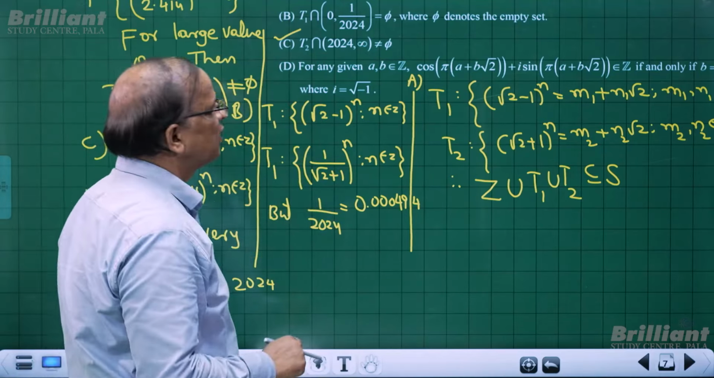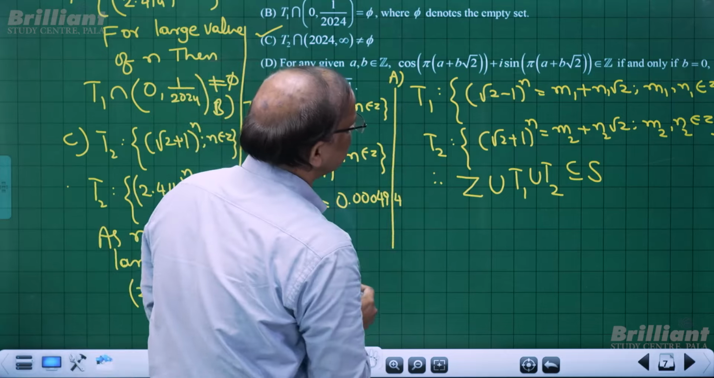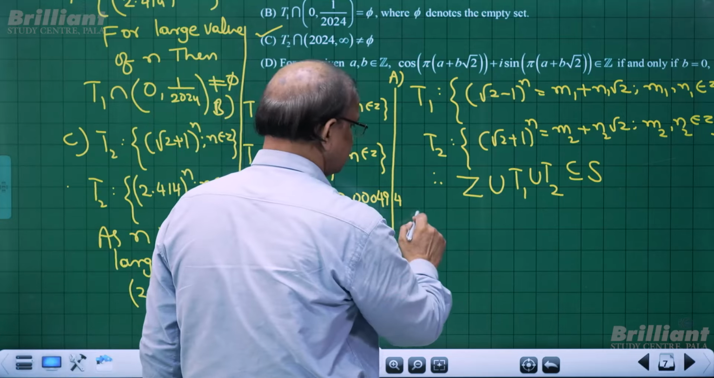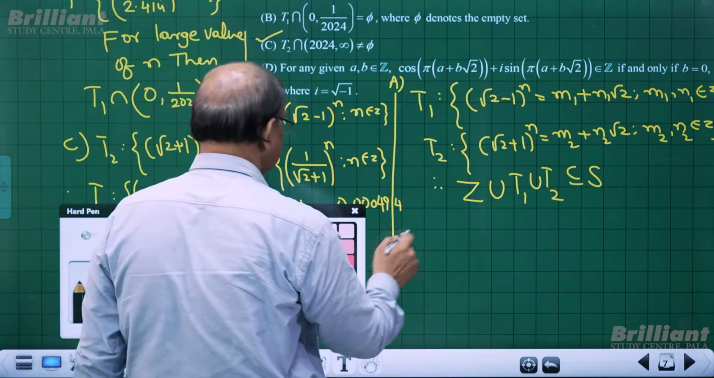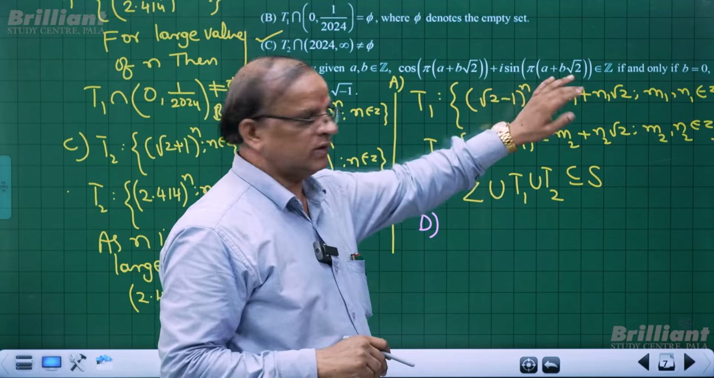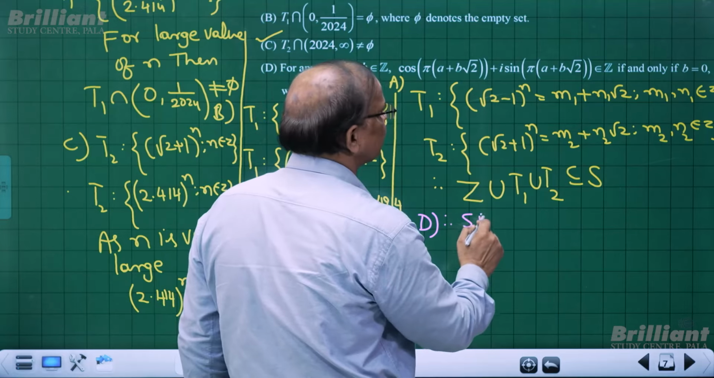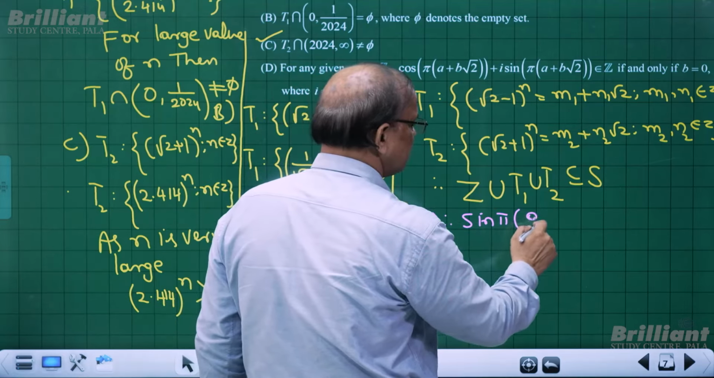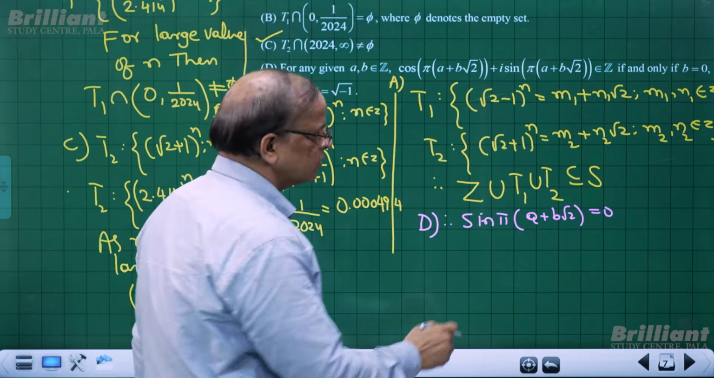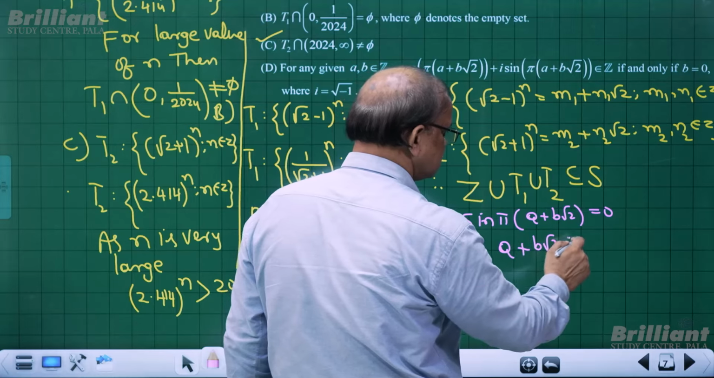Now this is D, right. For D, what is that? For any given a, b belonging to Z, this is an integer. So for this I will take option D. If it is an integer, this must be 0, it is a complex number, so this must be 0. Therefore sin of π(a + b√2) is 0. So a + b√2 must be 0.